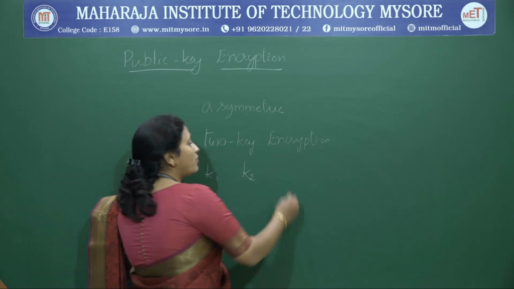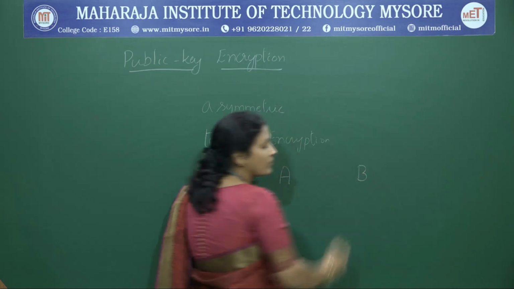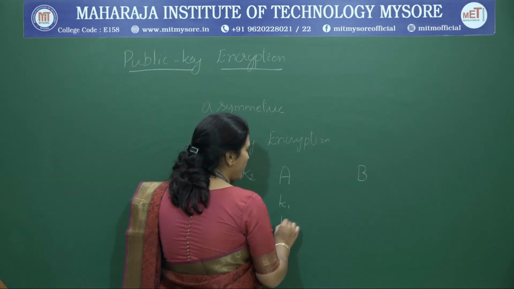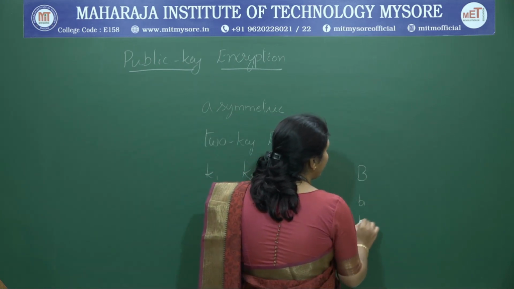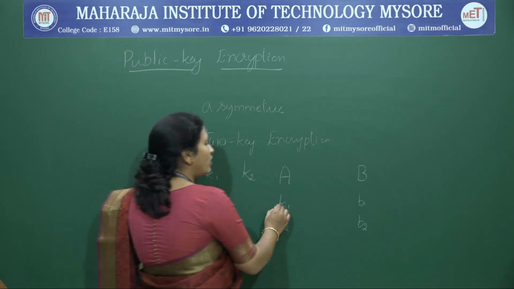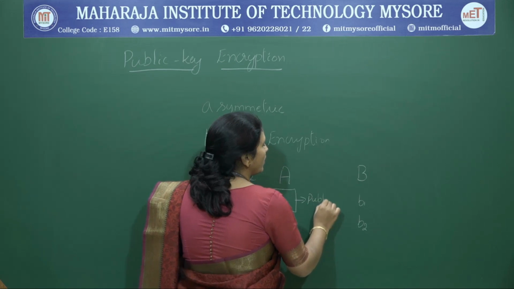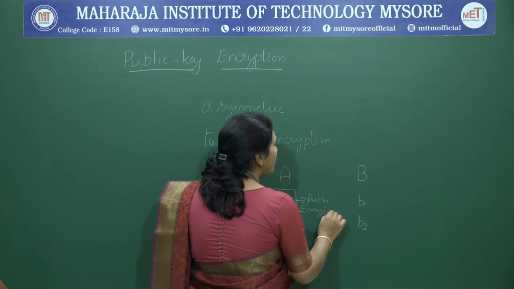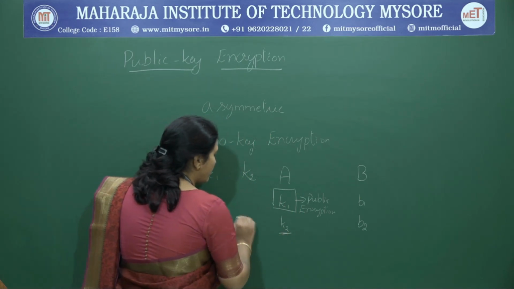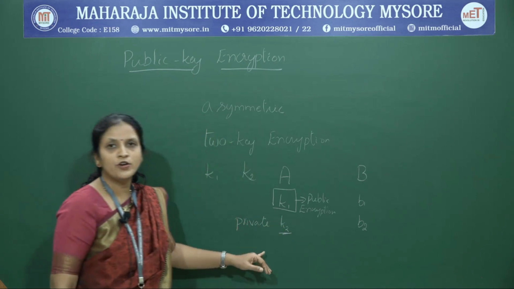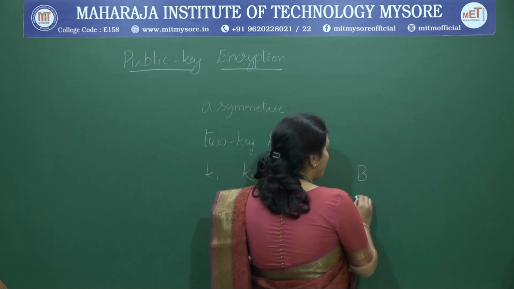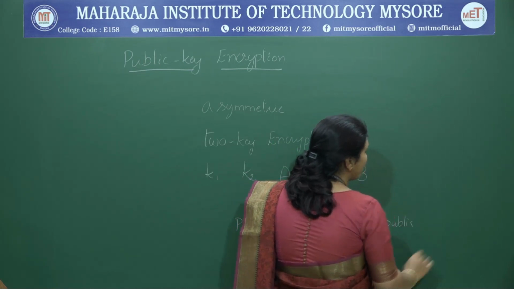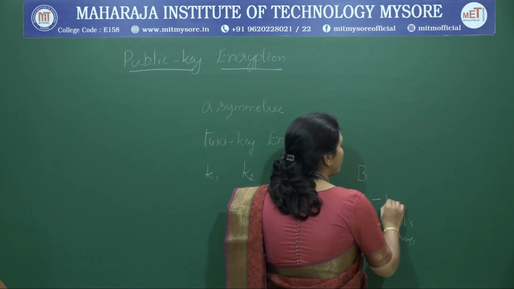For example, if I want to send a message from A to B, both A and B will generate two keys. A will generate two keys K1 and K2, and B will generate B1 and B2. A will make K1 public, entered into a public register, and that is the encryption key, and K2 is kept as the private key, which is used for decryption at A. Similarly, B also publishes one of its two as the encryption key. For example, B2 might be published as public for encryption, and B1 is kept private, used for decryption.